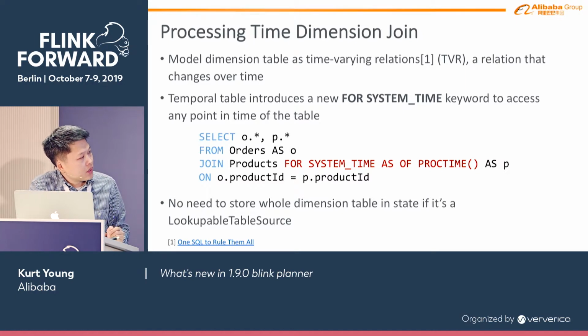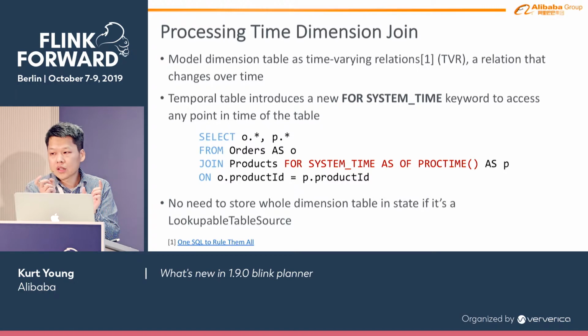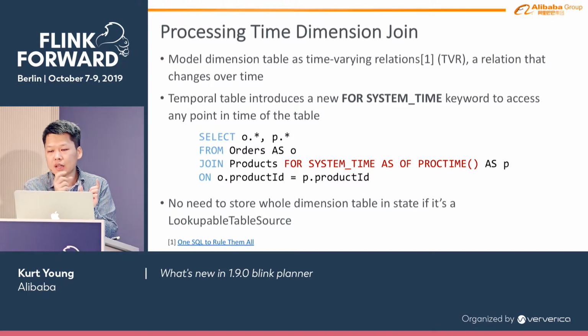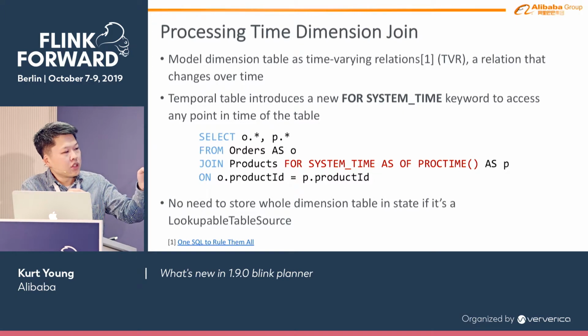Let me explain a little bit. In this case, we have an orders stream, and for each order, we want to enrich the data with some product info. The product table itself might change, and every time we want to join with the latest product table. So after the framework sees the FOR SYSTEM TIME, we will know this is actually a temporal table, and we have to handle it in the temporal table way. And the version for this table is actually proc time.